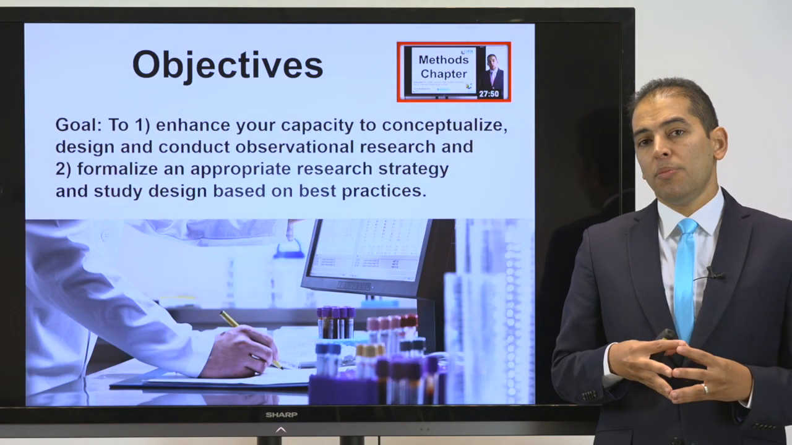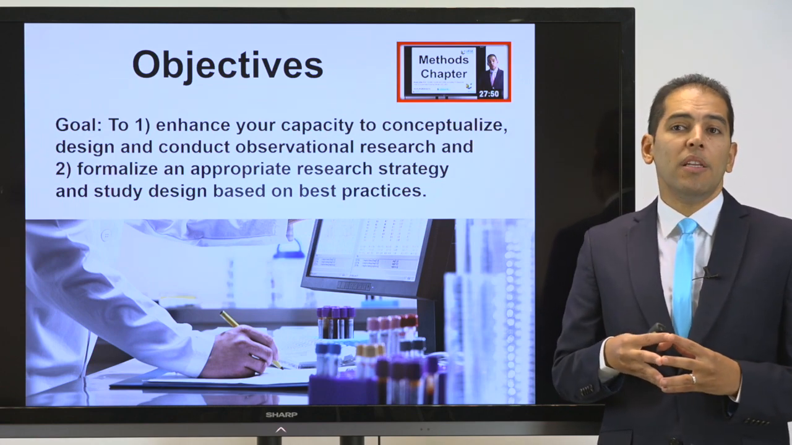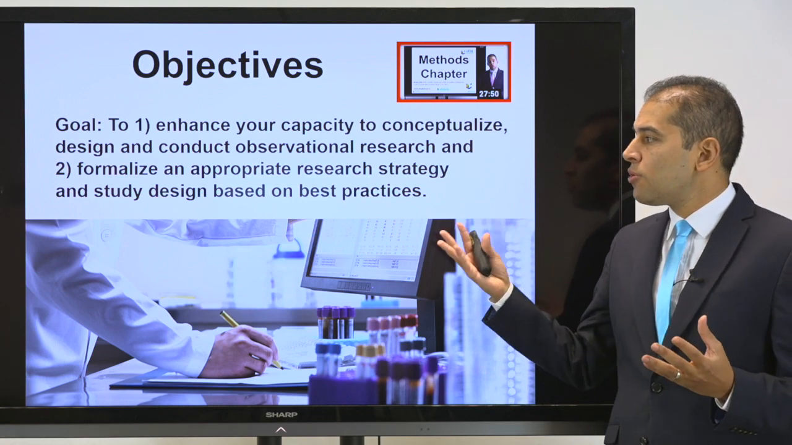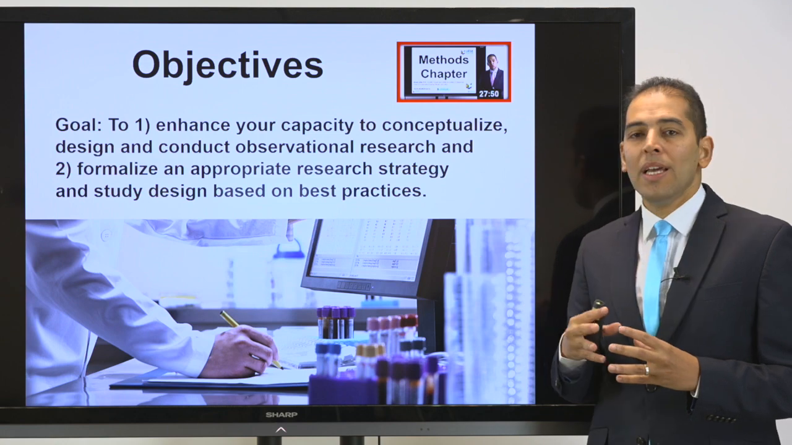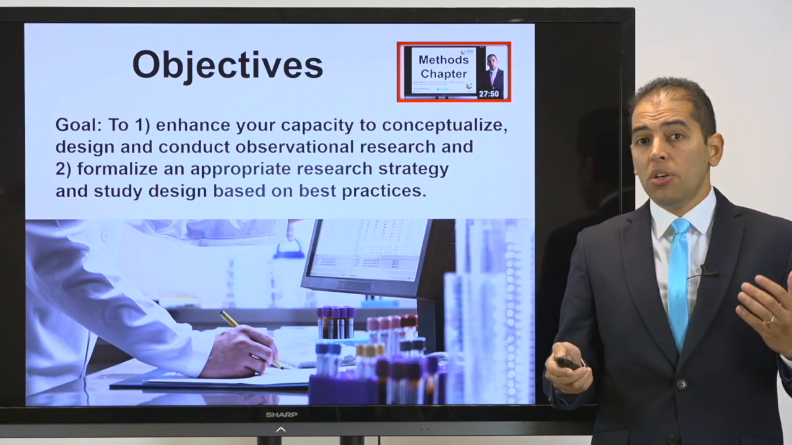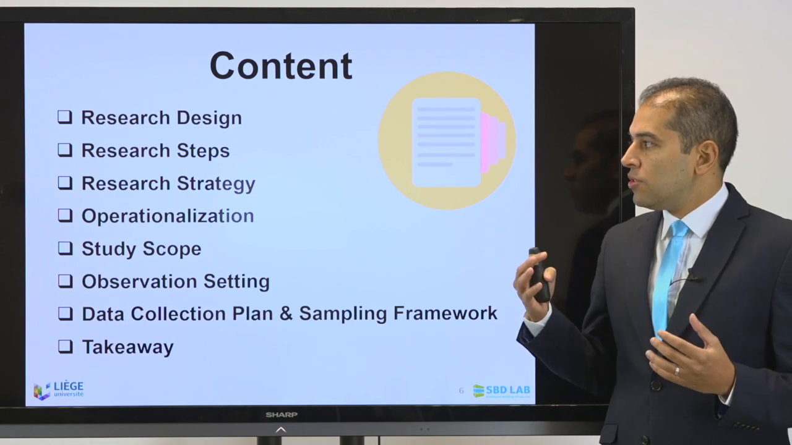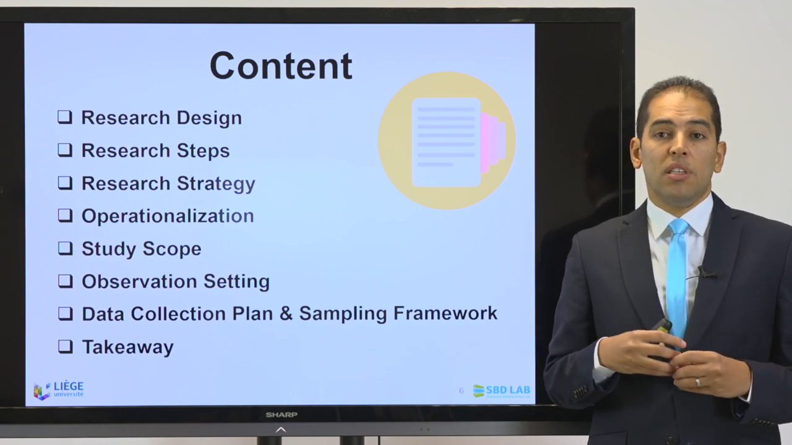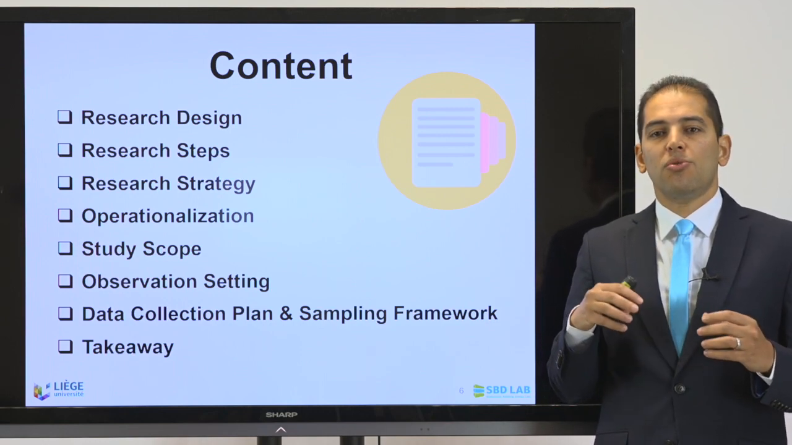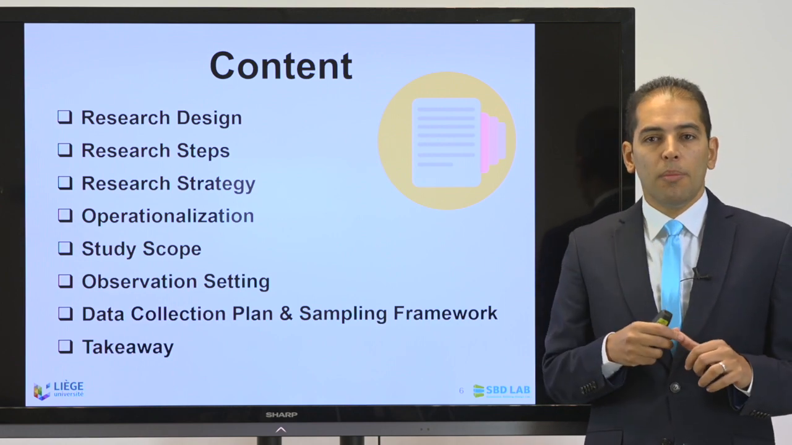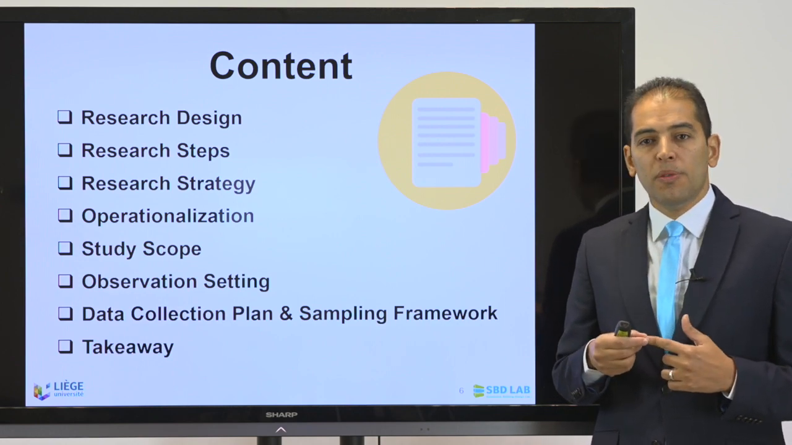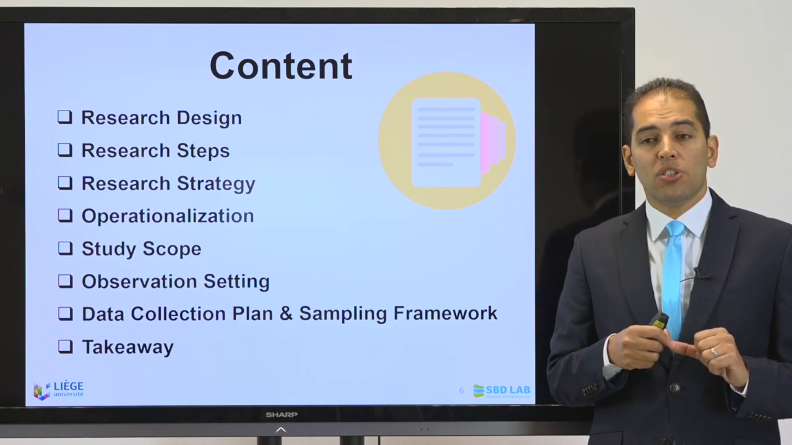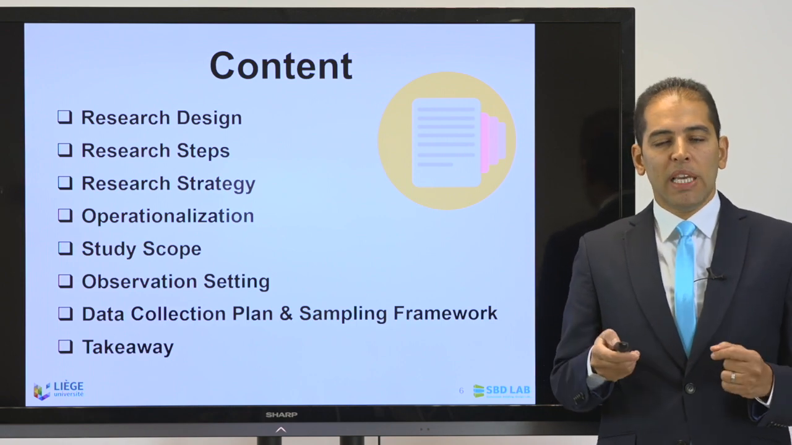The objective of today's lecture is mainly to enhance your capacity to conceptualize, design and conduct observational research, and to formalize an appropriate research strategy and study design based on best practices. The content is mainly an introduction to research design: what it is, what the main steps of research design are, and what research strategies could be used. Maybe it's more focused on medical research, but maybe you can use it in your research context. It also covers operationalization, the study scope definition, how to set up your observation context, and how to start your data collection planning and sampling framework, before some takeaway messages.